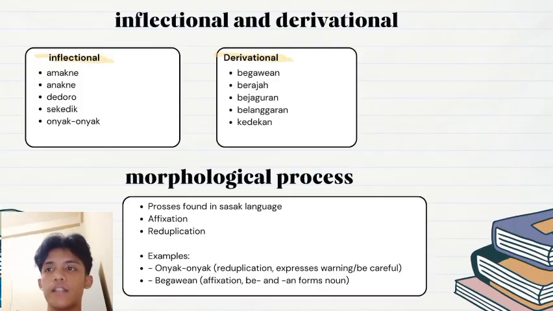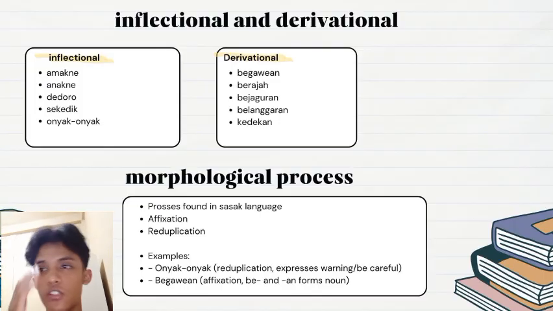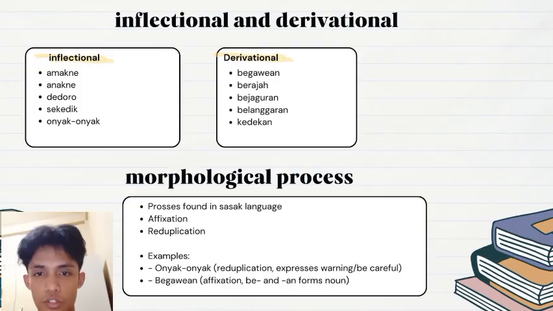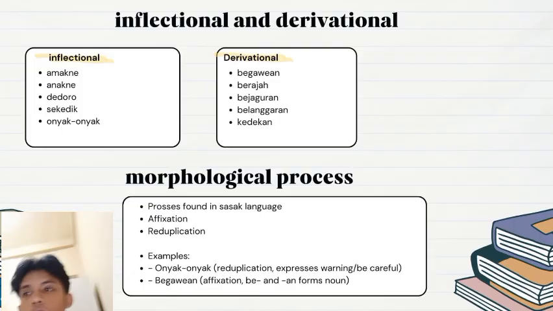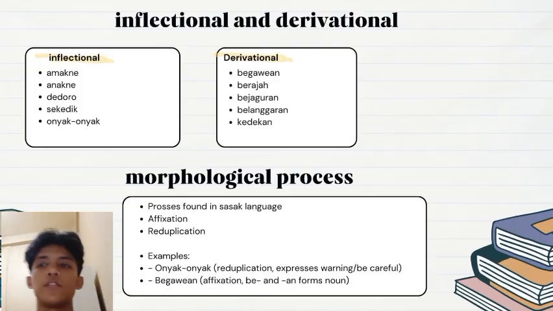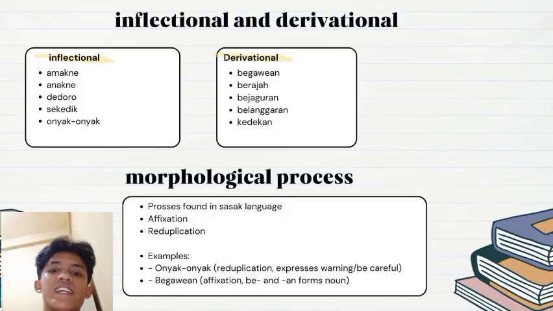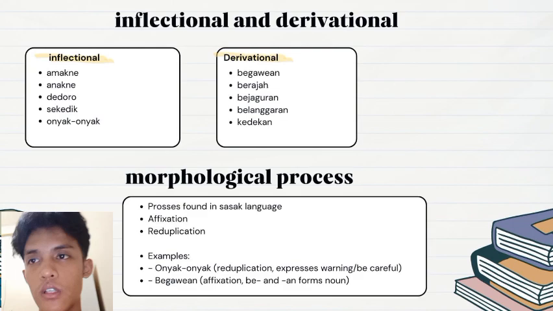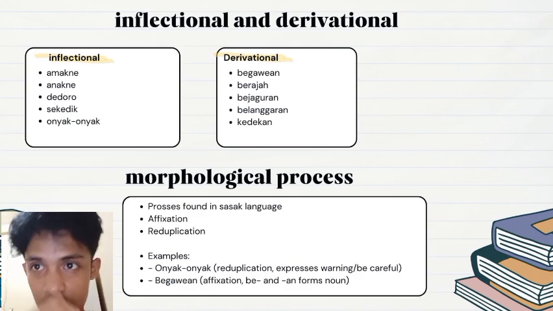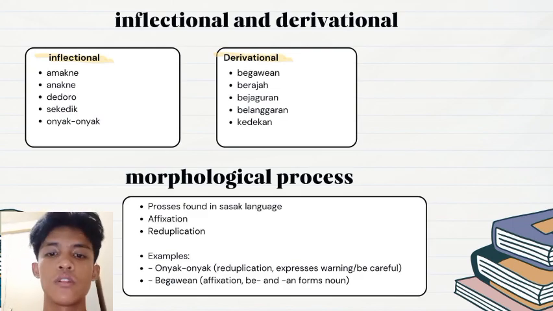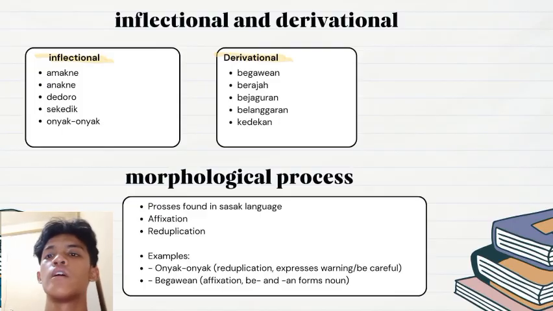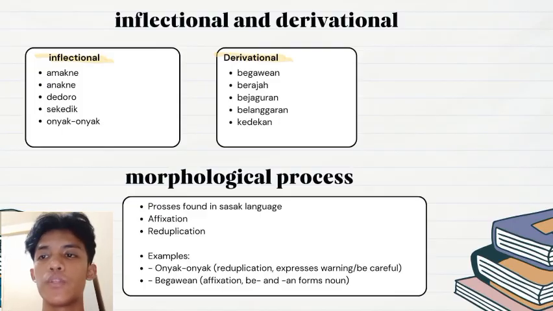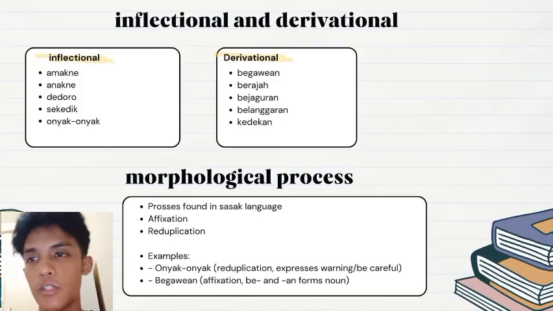The next slide is the morphological processes. The processes that I found in Sasak are just two: affixation and reduplication. An example of reduplication is the word onya onya, which reduplicates the root and expresses warning, be careful. The next is derivational affixation, as in begawian, because the affixes are be and an, from the noun.